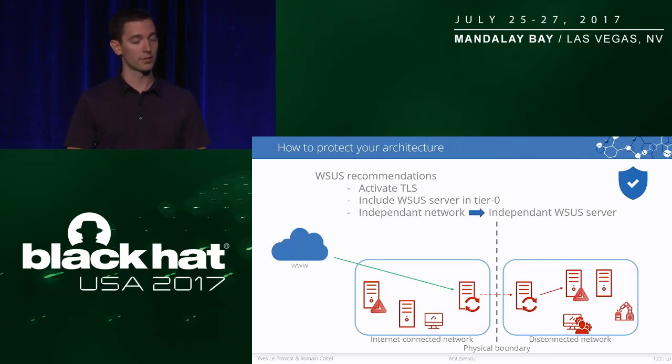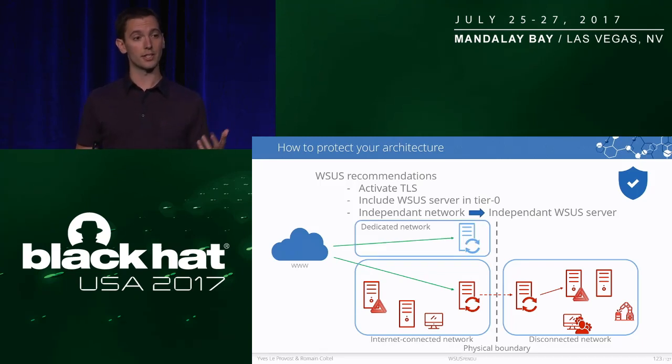For the disconnected networks part, the problem here is that we compromised the WSUS server on the internet-connected network. The problem with internet-connected networks is that they have legacy systems that are very hard to protect. So the idea is to use a dedicated network with enhanced protection, with no legacy problems that you can have on a regular network, dedicated to a WSUS server, which can export its updates to an import WSUS server on the disconnected networks.